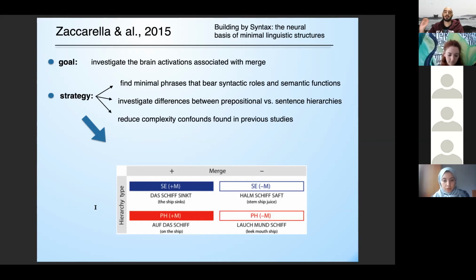So the idea is that merge doesn't really care whether you have a verb or not. The only thing that it cares about is whether you can merge two words or two constituents or two minimal phrases in order to create a larger union, okay? The control would be random words which are matched by a lot of features like length, familiarity, frequency, and so on and so forth, but they cannot be merged. So stem, sheep, juice, it's not mergeable, right? Sheep juice, probably you can think about a sheep juice, but then stem, sheep juice doesn't make any sense. Lick, mouth, sheep. At the same time, you see that they sound like a meaningless list of words, okay? So this would be the control.